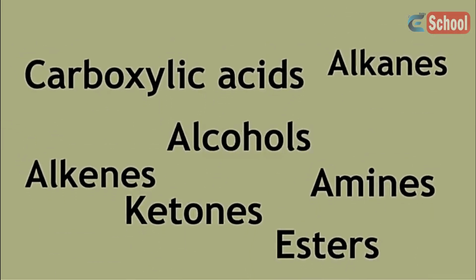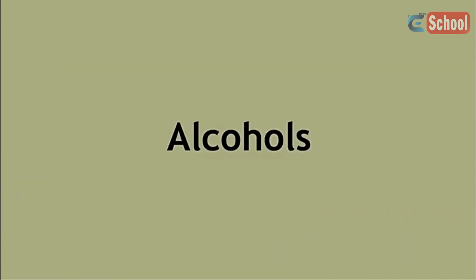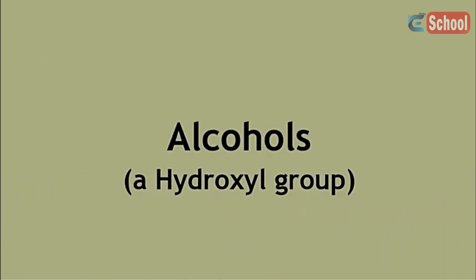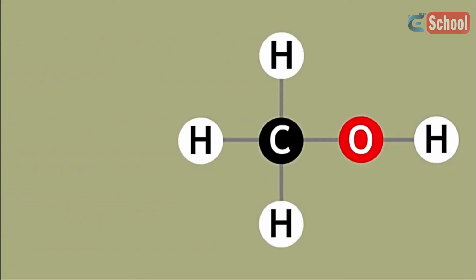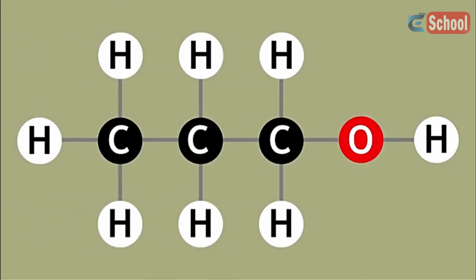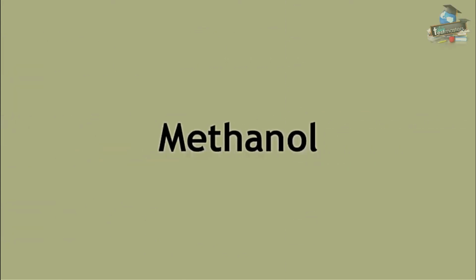You may have heard of the alcohol group. This is a hydroxyl group and is a hydrogen bonded to an oxygen, which is then covalently bonded to the rest of the molecule. This group can be attached to any of the alkanes to form alcohols, their names all ending in -ol. For example, methanol, ethanol and propanol.